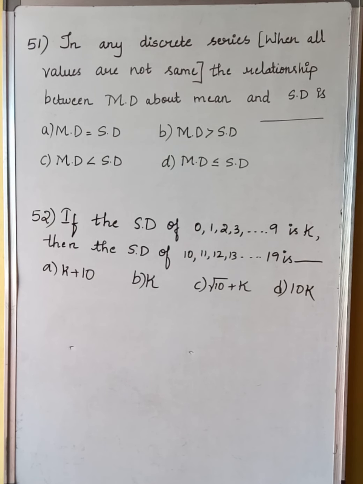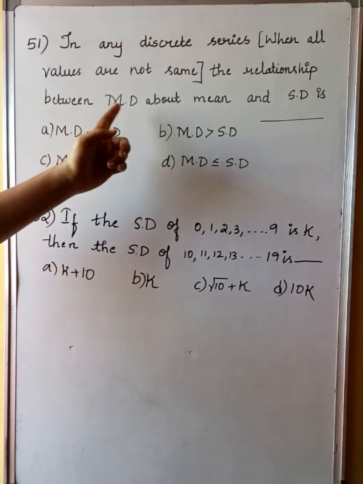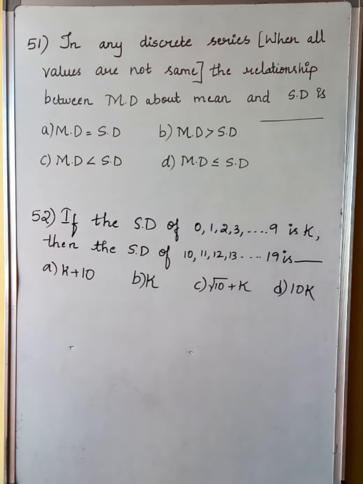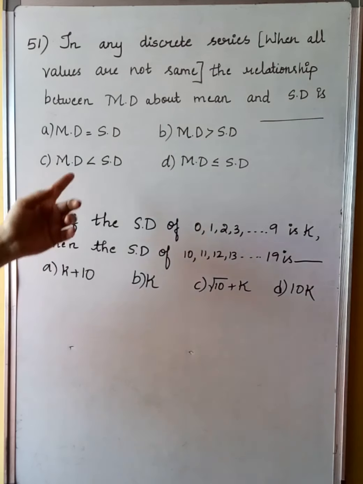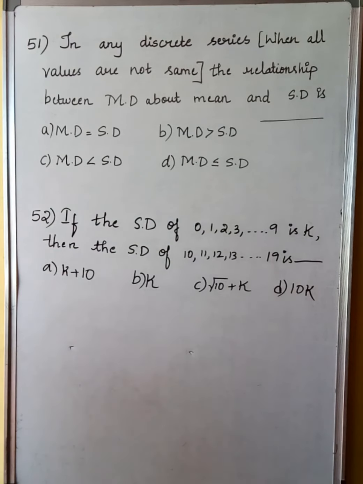Let us continue with the 51st bit. So the question states that in any discrete series, when all values are not same, the relationship between mean deviation about mean and standard deviation is. Can you check the options given to us? Mean deviation is equal to standard deviation, mean deviation is greater than standard deviation, mean deviation is less than standard deviation, and mean deviation is less than or equal to standard deviation.